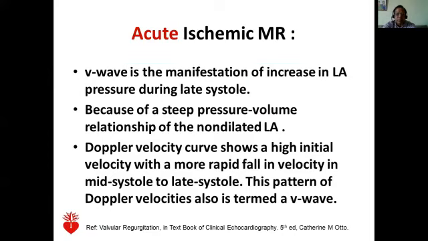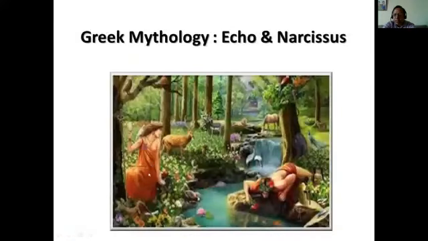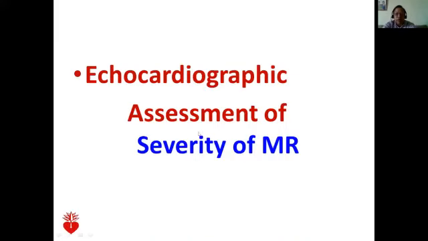Acute ischemic MR has been talked about. Two characters of Greek mythology: one is Echo, the symbol of sound, and the other is Narcissus, the symbol of image. Now I'll go through the echocardiographic assessment of severity of MR.